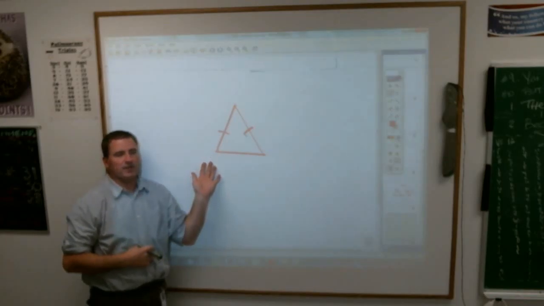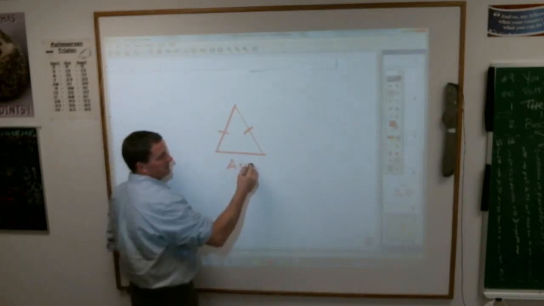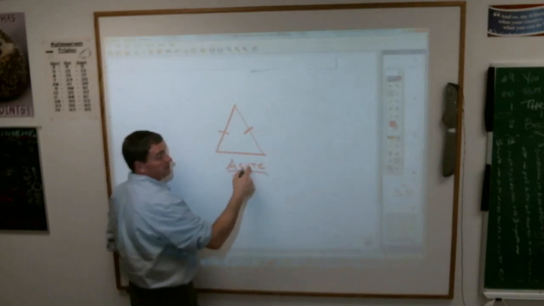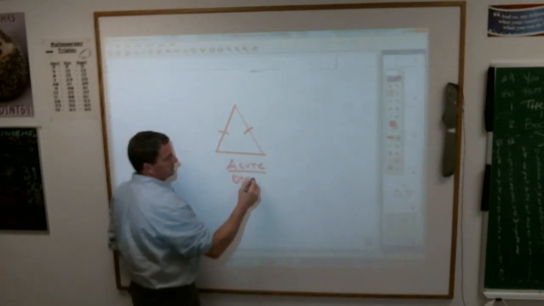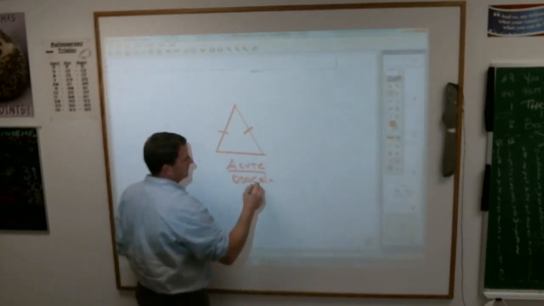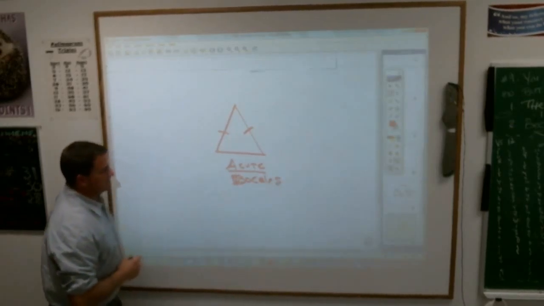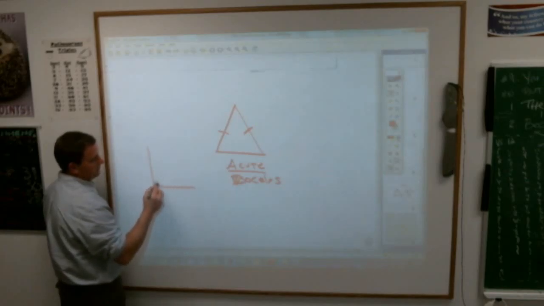Isosceles. No, I said classify it by its sides. No, by its angles. Alright, this is an acute triangle. Well, this is by its angles; by its sides it is isosceles. Or isosceles, as I'm trying to write there. Isosceles.